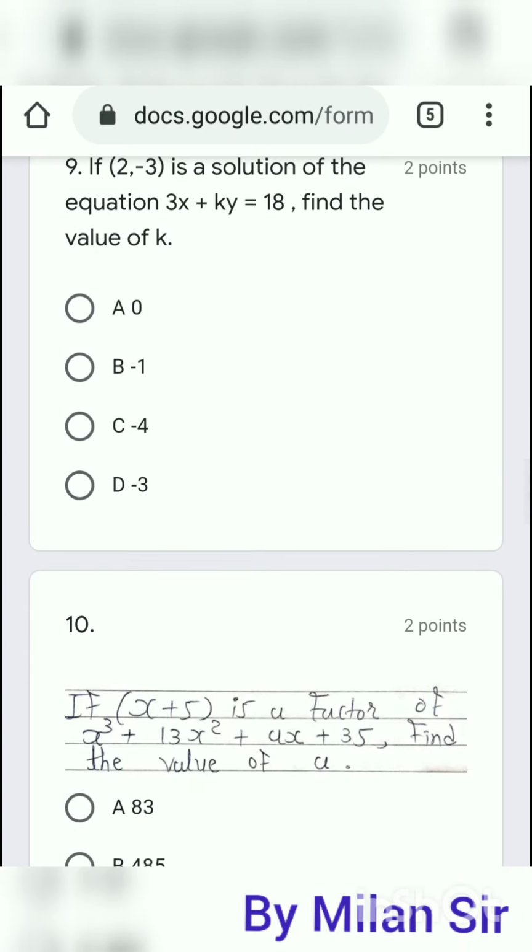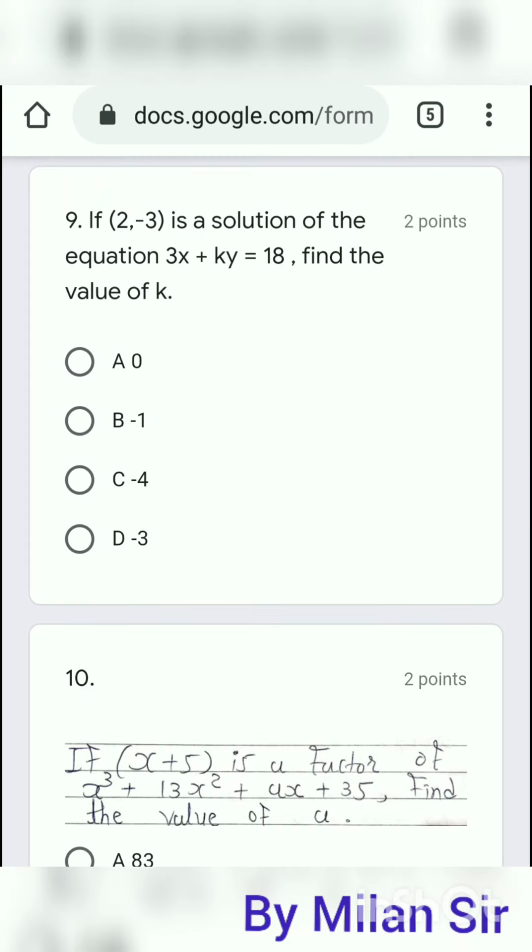Now question number 9. If (2, -3) is a solution of the equation 3x plus ky is equal to 18, find the value of k. If this is the solution, then definitely this coordinate satisfies this equation. Here we do not need to check for the solution. It is given in the equation. This is the solution of this equation.